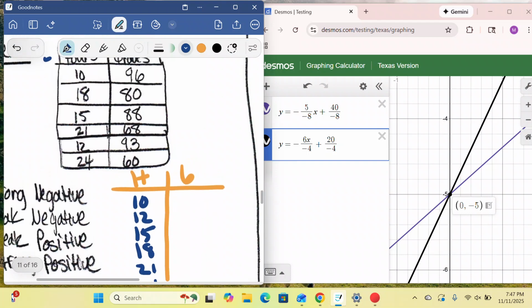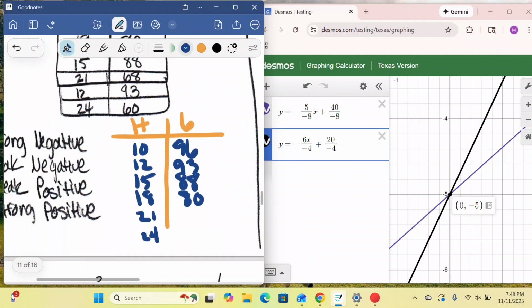I have 10 hours, and my grade is a 96. Then I have 12 hours, and my grade is a 93. Then, of course, I have 15 hours, and my grade is an 88. I have 18 hours, and my grade is an 80. Then I have 21 hours, and my grade is a 68.